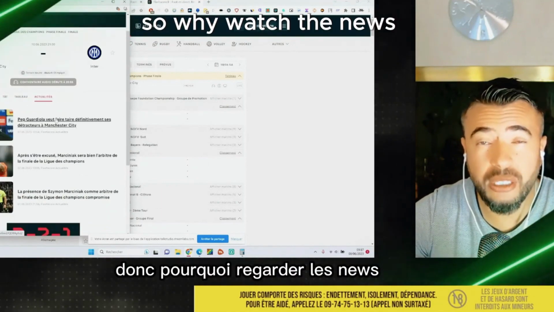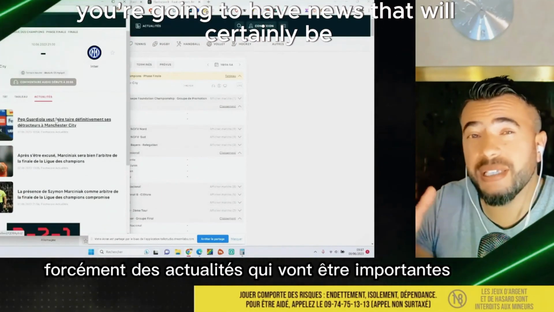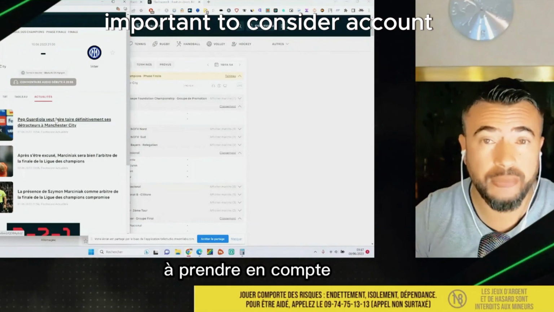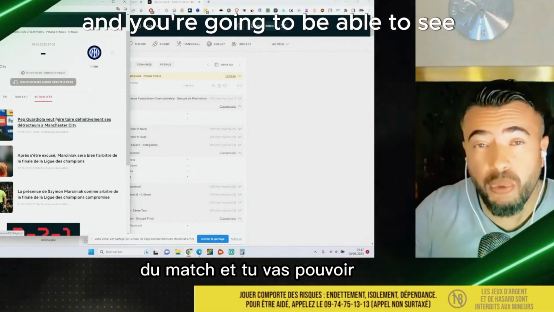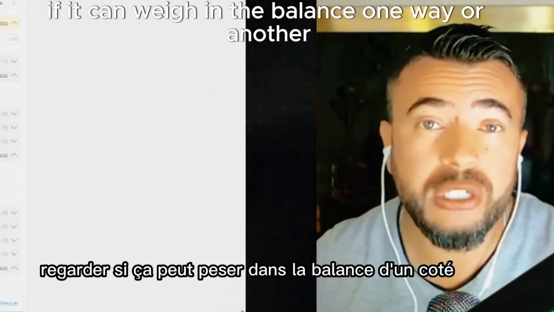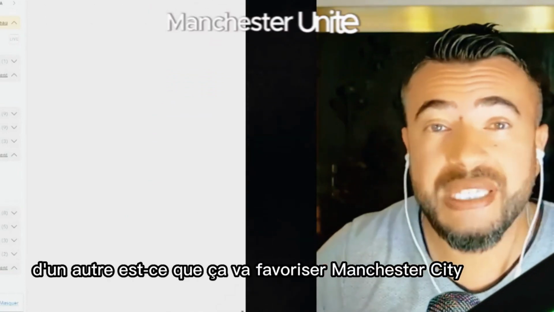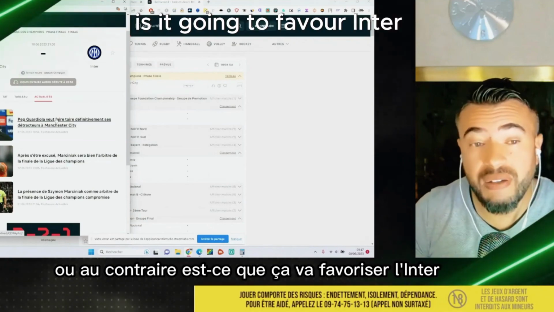So why watch the news? Because quite simply, you're going to have news that will certainly be important to take into account. Flashscore gives you a direct summary of all the match news, and you're going to be able to see if it can weigh in the balance one way or another. Is it going to favor Manchester City? Or on the contrary, is it going to favor Inter?